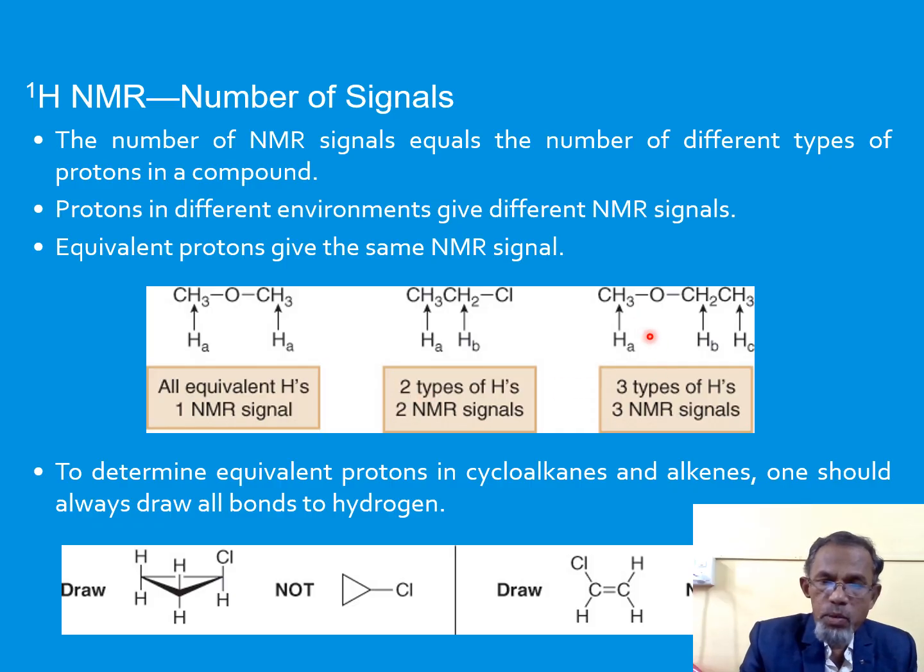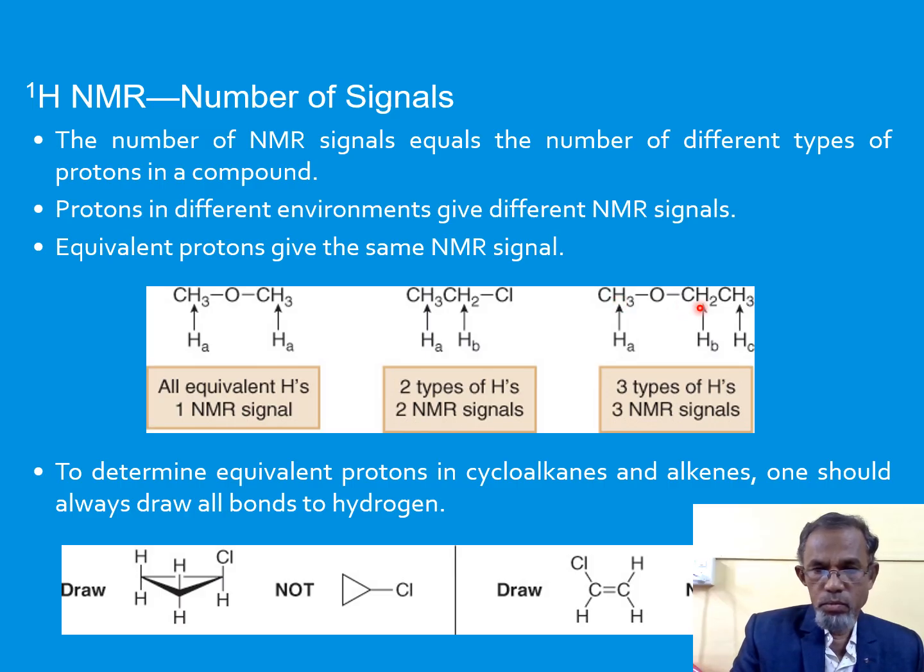Similarly, the third example quoted over here is methyl ethyl ether. This methyl ethyl ether has got three types of protons, and those three types of protons are represented here as HA, HB, and HC. Why am I saying there are three types of protons? Look at the proton environment of this proton, this proton, and these two protons.